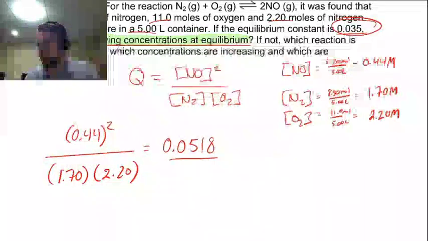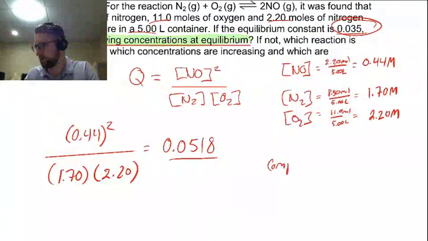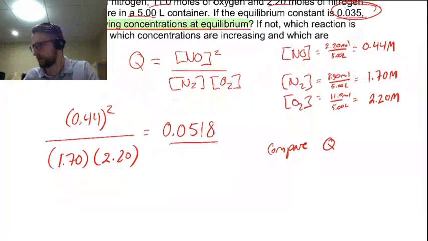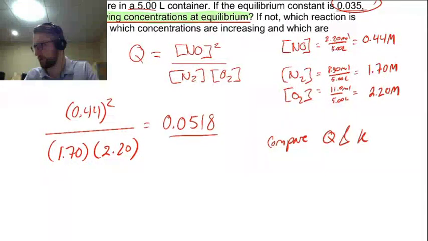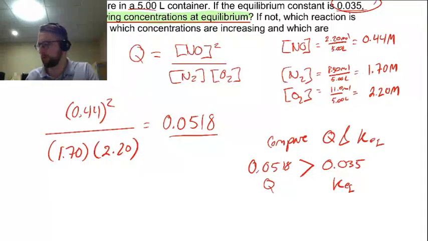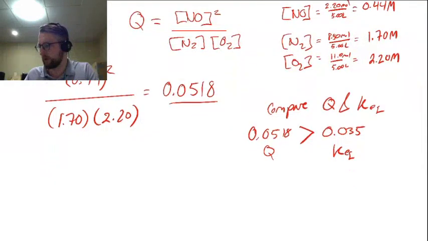So let's compare. The second stage is to compare Q and K. So when we compare them, we say that Q is 0.0518 and K is 0.035. So we would say that this value is larger. This is our Q, and this is our Keq. So we would expect a shift.